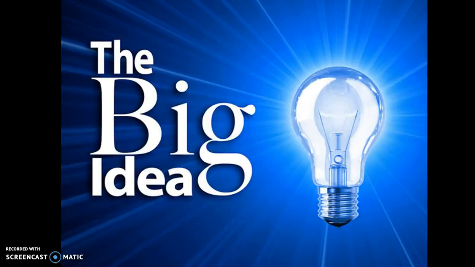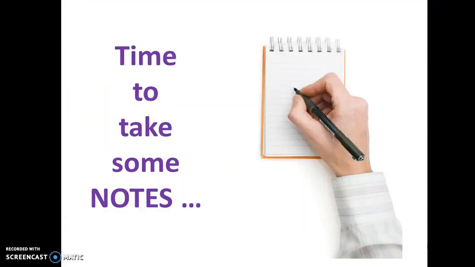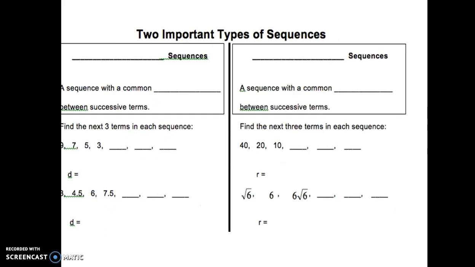All right, very big idea. Just as the last one was, these things are key ideas in further mathematics and calculus. Let's take some notes. You're going to use the same packet you used the other day for arithmetic sequences. The packet began with a page that looks like this. Last time you filled in this side, which was on arithmetic sequence. Today we'll look at this side, which is geometric sequence.